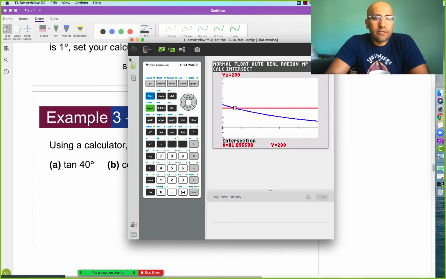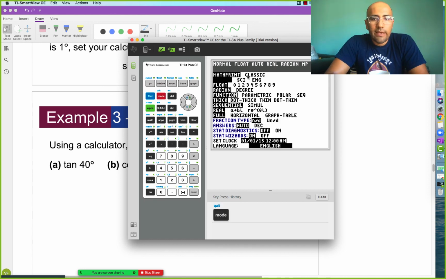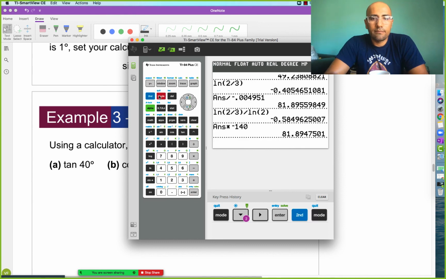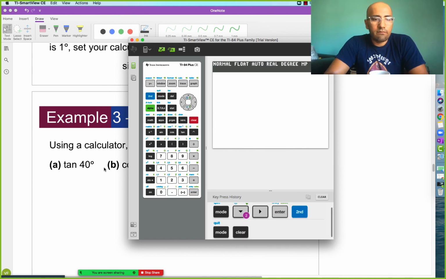Okay, so the first thing we want to do is go over to where it says mode. So right over here, mode. And then we want to make sure that we are in either radians or degrees. That's this right here. Right now I'm in radians. So if I go down, down, and go over to the right and hit enter, now the degrees will be highlighted, and now I'm in degrees. Okay, so now I get to get out of here, hit quit. So second, quit. And now I'm ready to figure out some of these things.